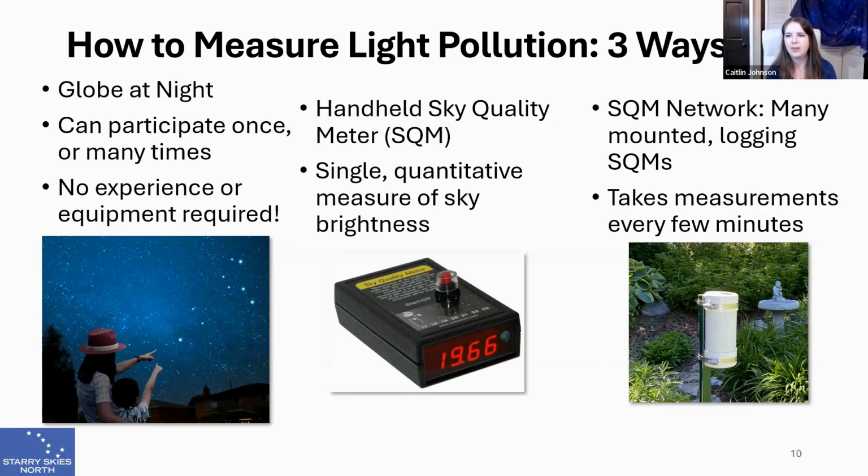You point them at the sky and you press the button, and it takes a measurement. And third, I'm going to be talking about a network of sky quality meters that are mounted and logging, which means they log the data in the device itself. And these take measurements every few minutes. So instead of having to sit there and hit the button repeatedly, it just automatically takes measurements.